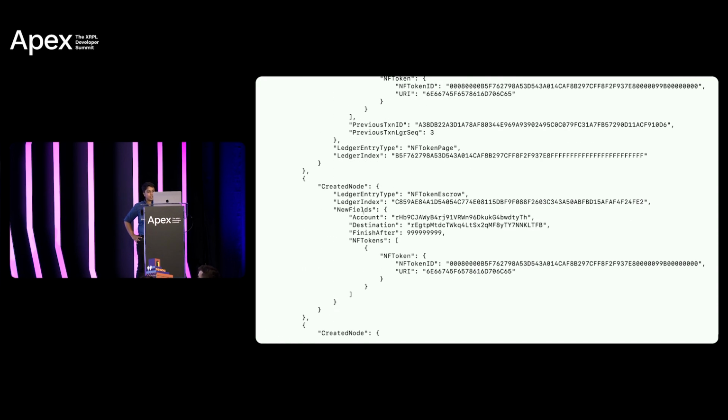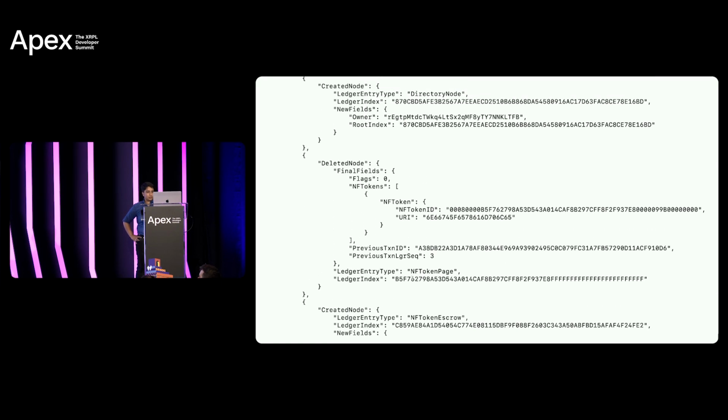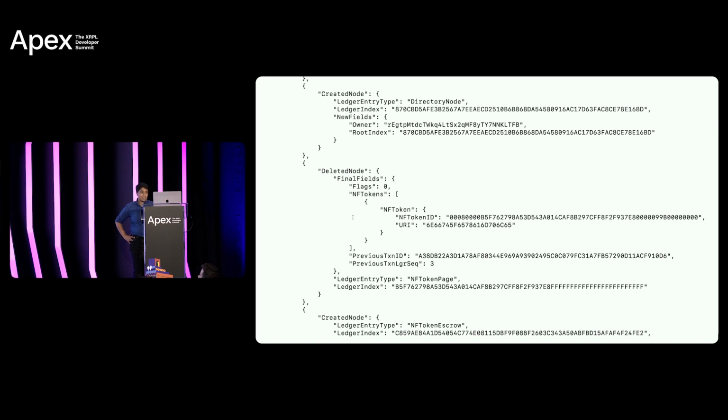We have a node that was created for the escrow. It's got all of these fields: your account, your destination, what time it finishes. I don't actually know what time that is off the top of my head. And the actual NFT that I minted in the previous step. And you can see that the NFT was removed from the page, or the page itself was removed, because the NFT is no longer owned by this person. It's in the escrow.